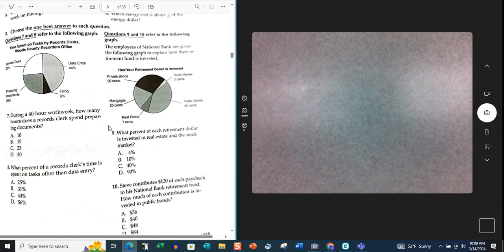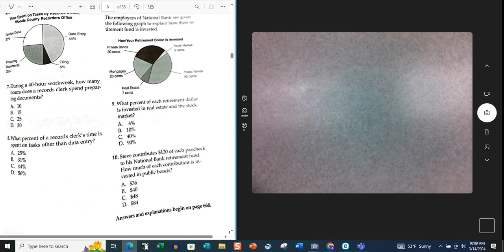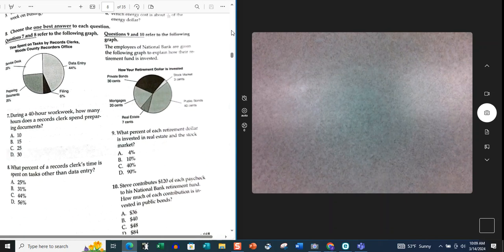Now we move on over to problems 9 and 10. It says questions 9 and 10 refer to the following graph. Now again, like we did with problems 4, 5, and 6, it's a little blurry here, so you would need your textbook to read these questions. It says the employees of National Bank are given the following graph to explain how their retirement fund is invested. Now it says how your retirement dollar is invested.